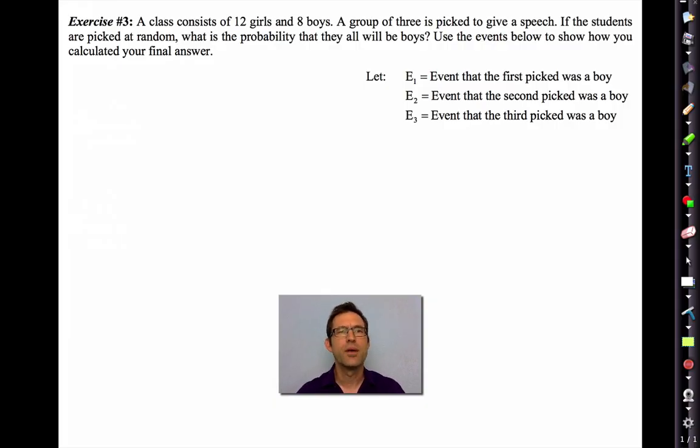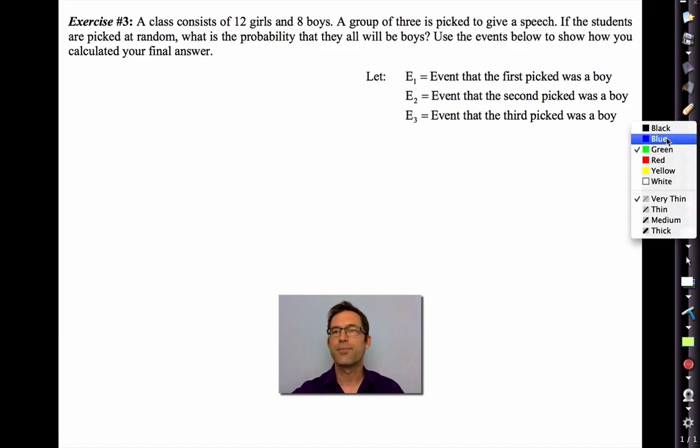Okay. Exercise 3. A class consists of 12 girls and 8 boys. A group of 3 is picked to give a speech. If the students are picked at random, what is the probability they will be all boys? Use the events below to show how you calculate your final answer. All right? This one's interesting.